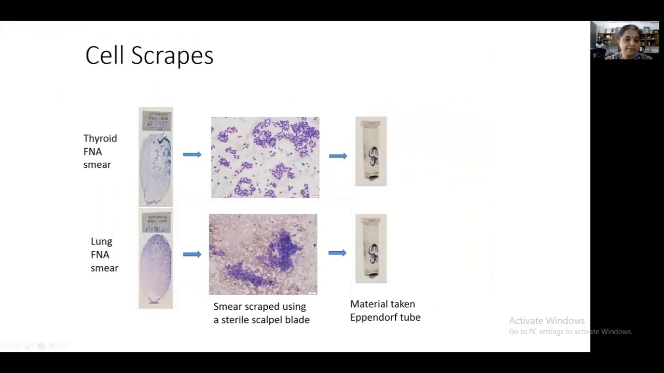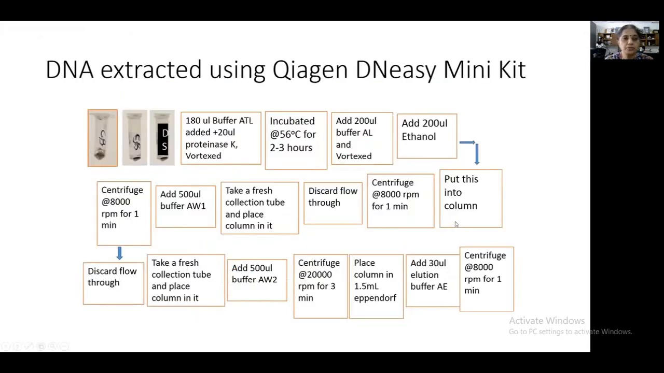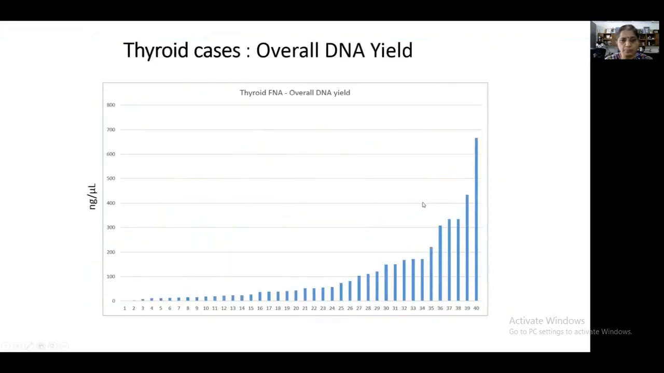So we first look at the slide and we ensure that it is quite cellular. Then this is scraped with a sterile scalpel blade and taken into an Eppendorf tube. And similarly for cell blocks, of course, we cut multiple sections, 3 to 4, 10 micron sections. And then, of course, they are deparaffinized, brought to water and taken for DNA extraction. And we generally extract the DNA using the QIAGEN DNA minikit. And this is a protocol which most labs can easily do.